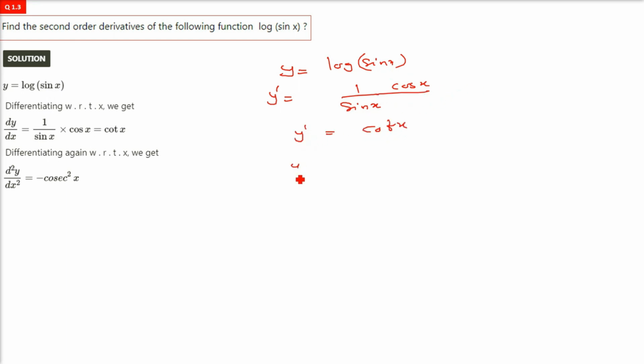So y double dash will be quite easy here. The derivative of cot x is minus cosec square x. So the second order derivative of log sine x is nothing but minus cosec square x. You have to write it like this.